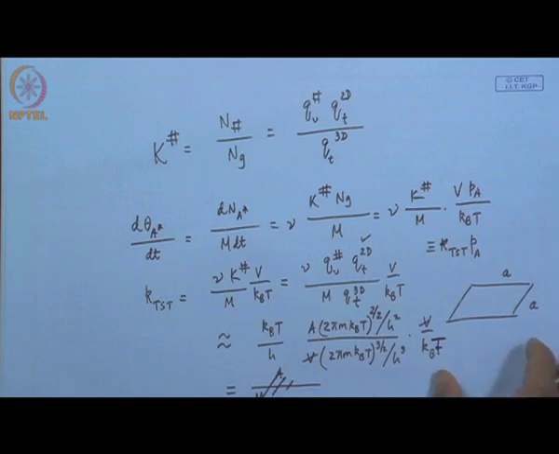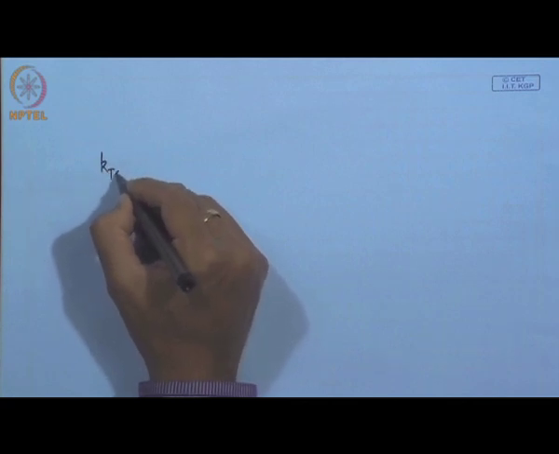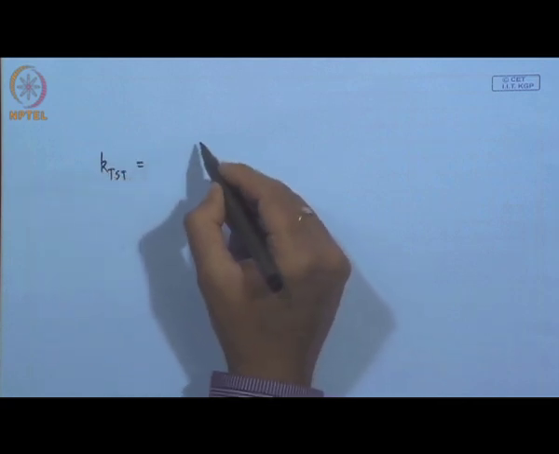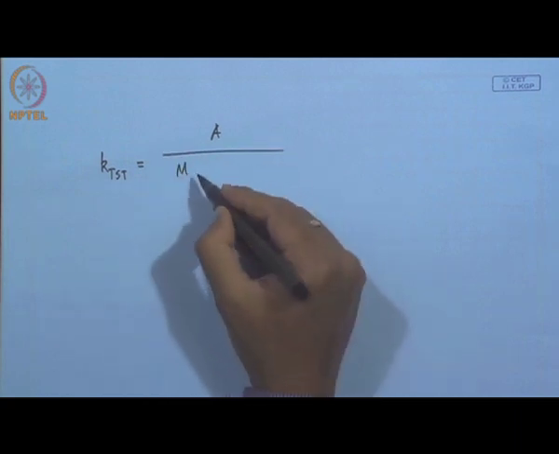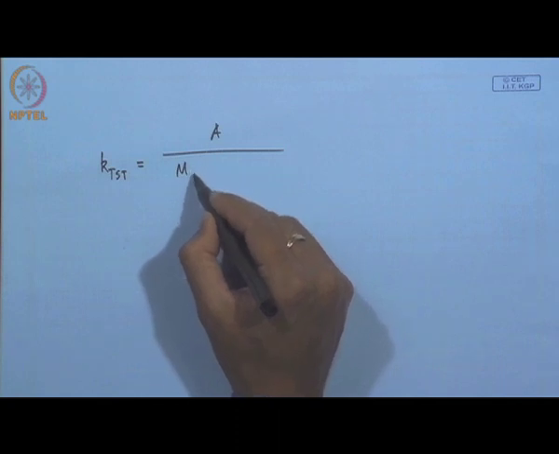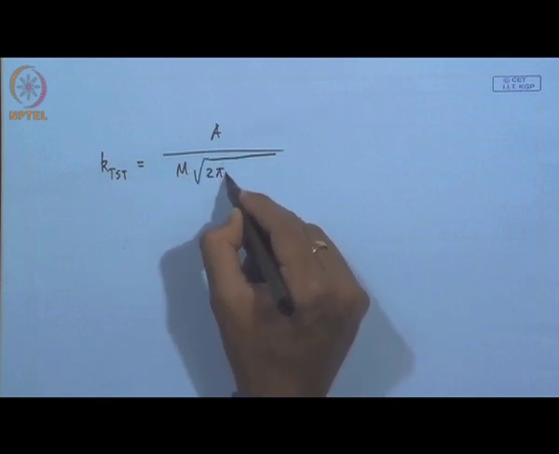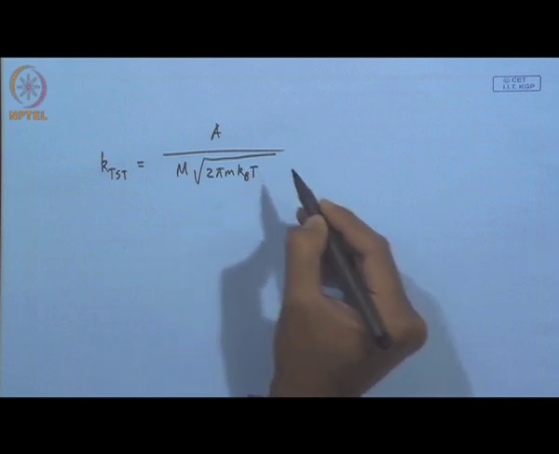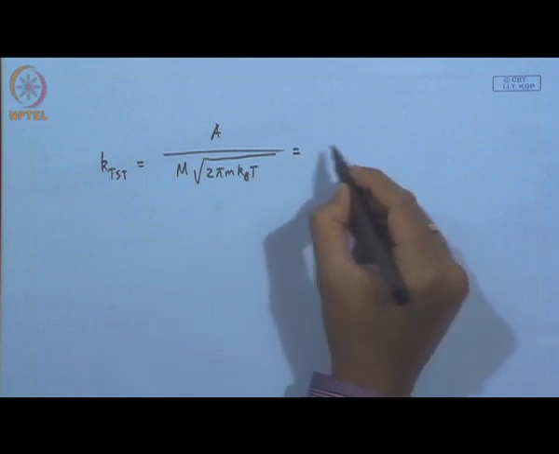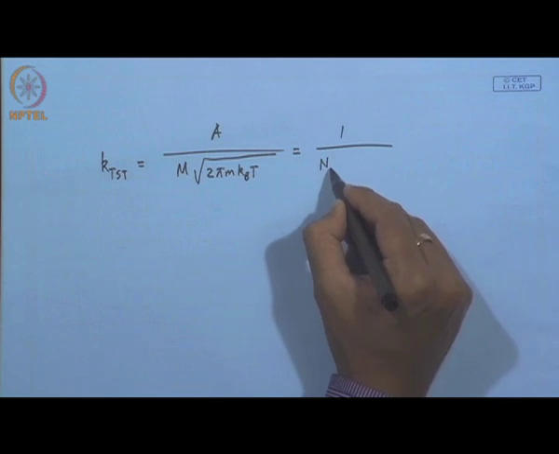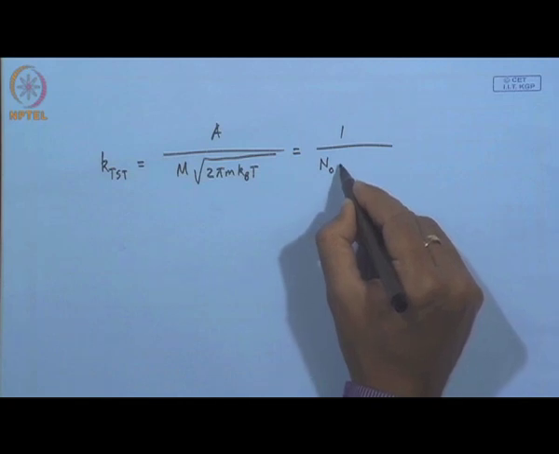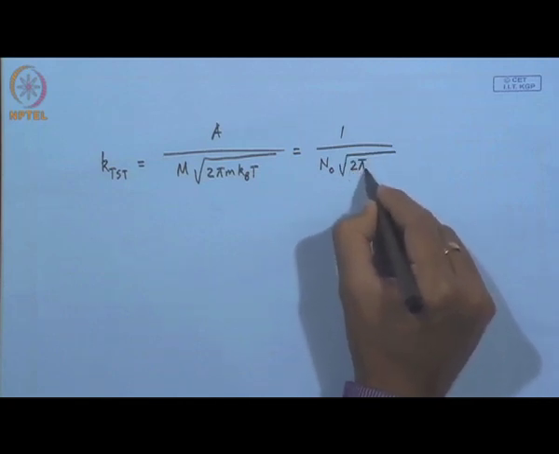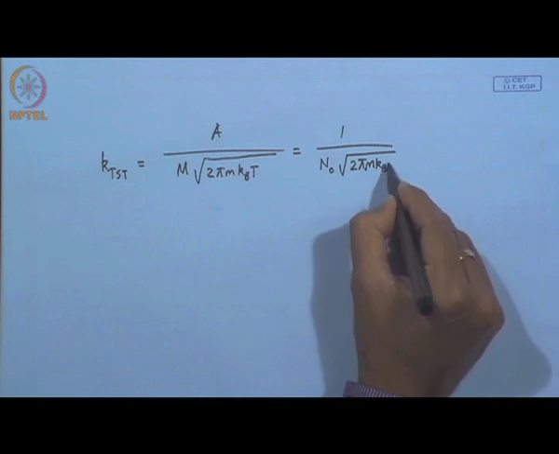Okay, let me write it in a separate page. So, ultimately kTST will be equal to A, area, divided by M. Okay. M is the total number of sites, into square root of 2 pi m kB T. Okay. So, this is equal to 1 by n0 per unit area, M by A is n0, into square root of 2 pi m kB into T.